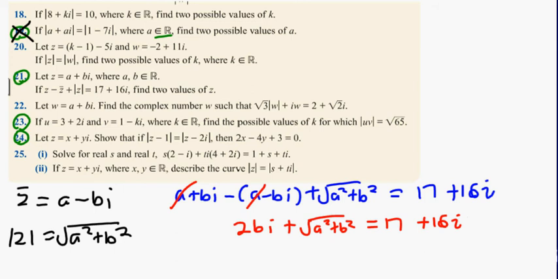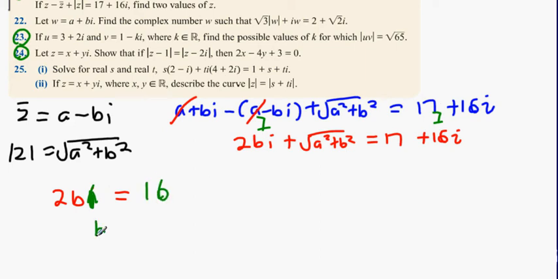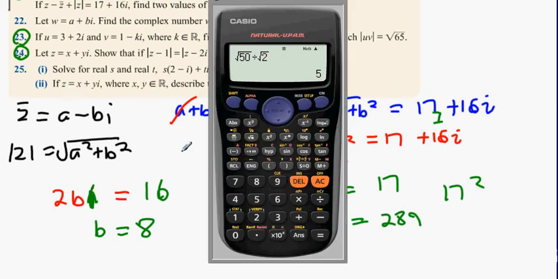Now what we're going to have here is two different equations. The first equation being 2bi ends up to be 2b, because that's the imaginary part. 2b equals 16, b therefore is 8. And then what we can say about this is that it's going to be the square root of a squared plus b squared, which is 8 squared, which is 64, equals 17. Square both sides, and we're going to get a squared plus 64 equals 289, because 17 squared is 289 to my knowledge.